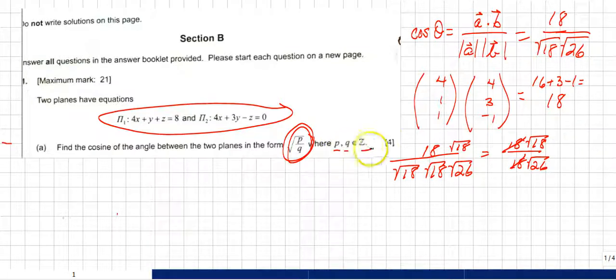P and q are integers. You could leave it like that, or it is reducible by a factor of 2. They would take that answer, square root of 9 over 13. And that is the answer to part A.